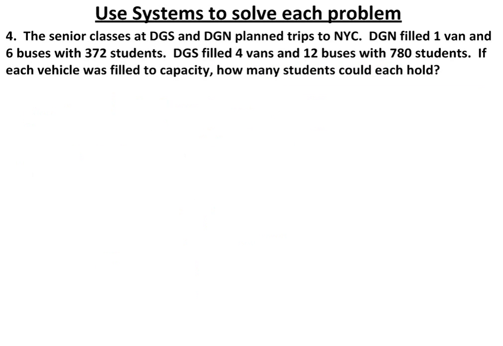The senior classes at DGS and DGN planned a trip to New York City. DGN filled 1 van and 6 buses with 372 students. DGS filled 4 vans and 12 buses with 780 students. If each vehicle is filled to capacity, how many students could each hold? Alright, and what they mean by how much could each hold, they mean between the vans and the buses. So I'm going to say X equals the number of students in the van, and then say Y is equal to the number of students in a bus.